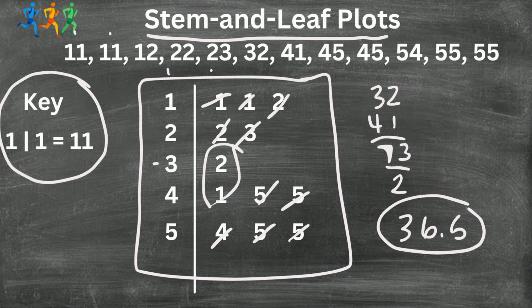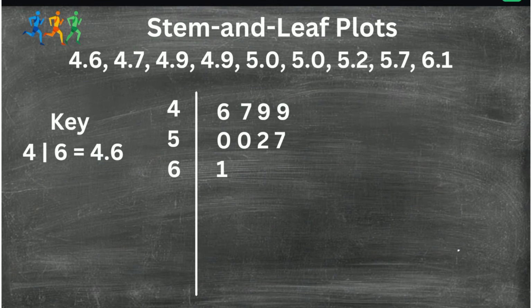Now let's look at another example. And if you count, we have an odd number. 1, 2, 3, 4, 5, 6, 7, 8, 9. And I know with an odd number, we're going to get a number right in the middle.